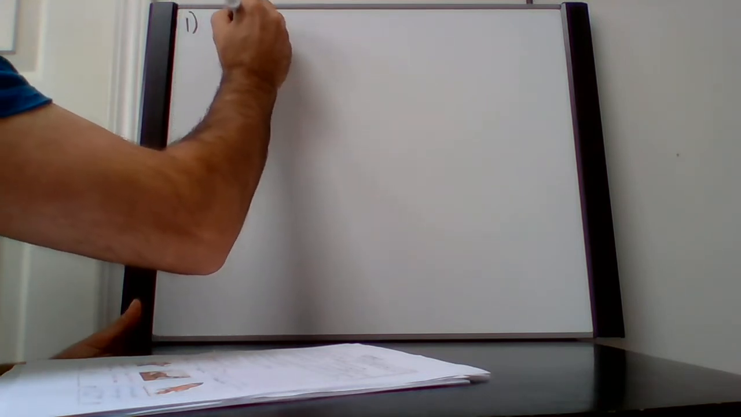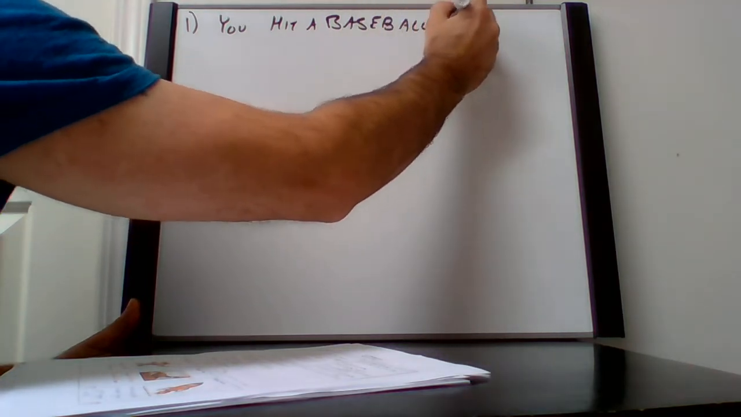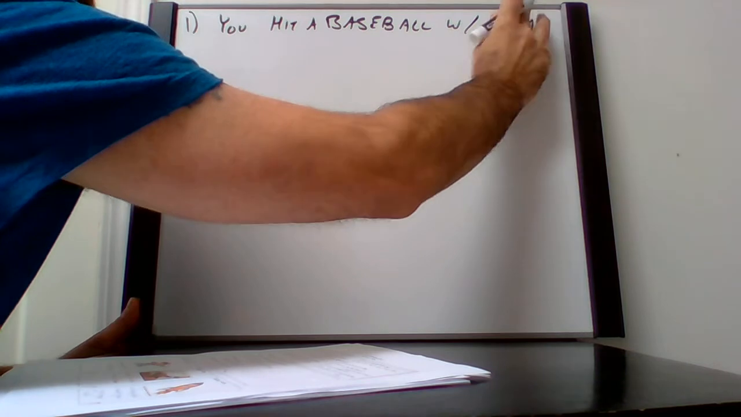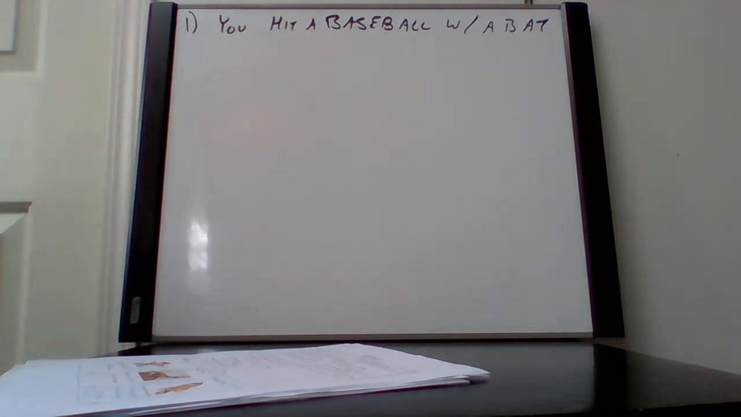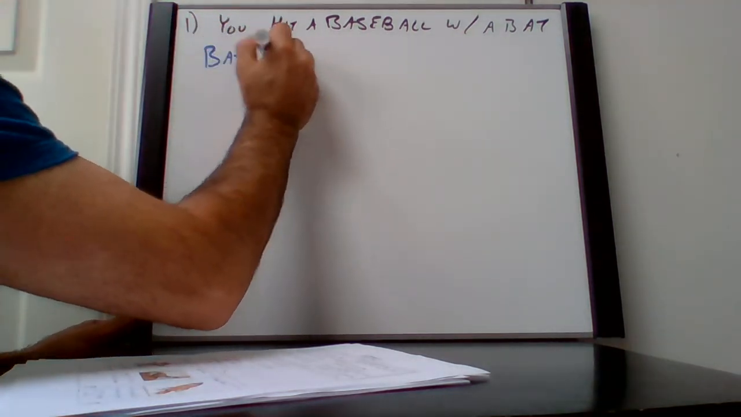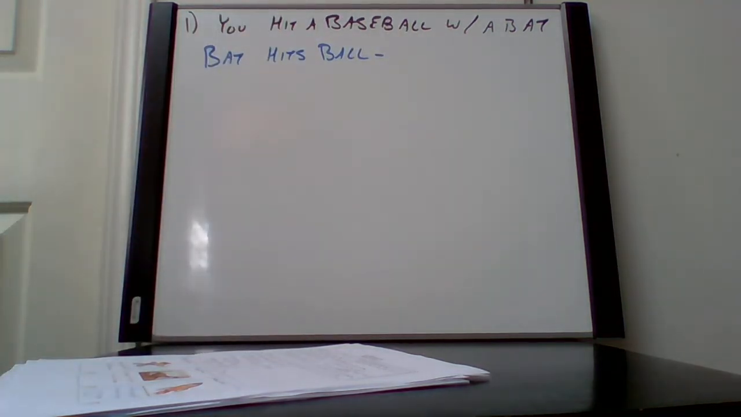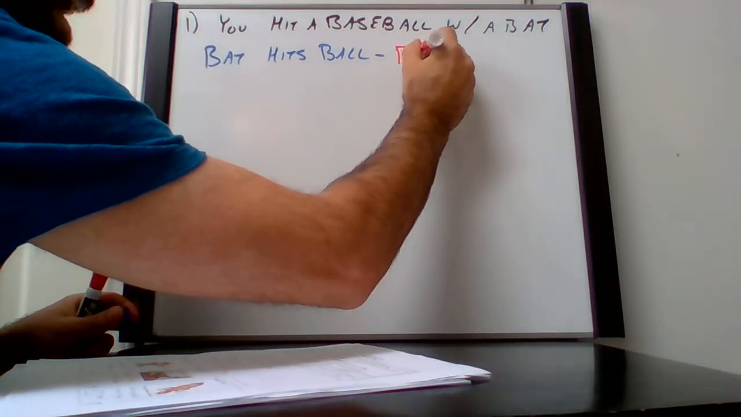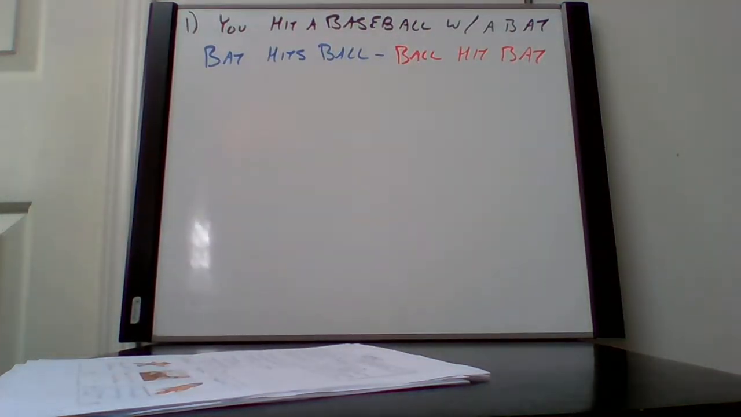The first example that we have is if you hit a baseball with a bat. The action-reaction force pair for this situation is that the bat hits the ball, but at the same time, the ball is hitting the bat. That's our action-reaction force pair.